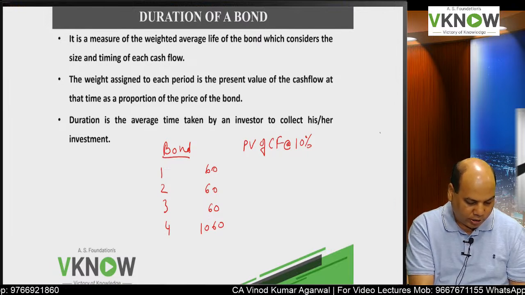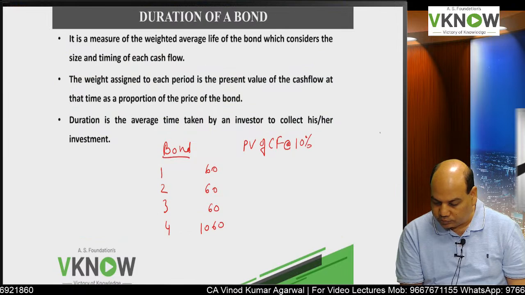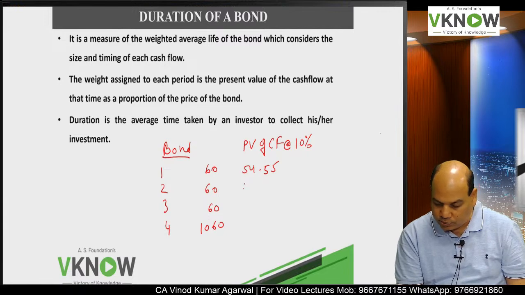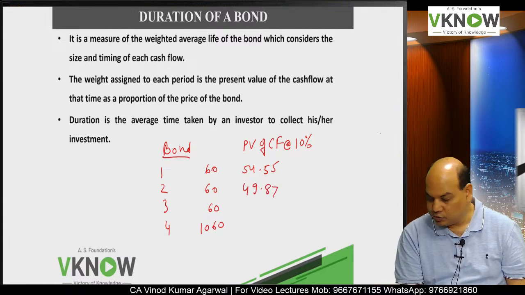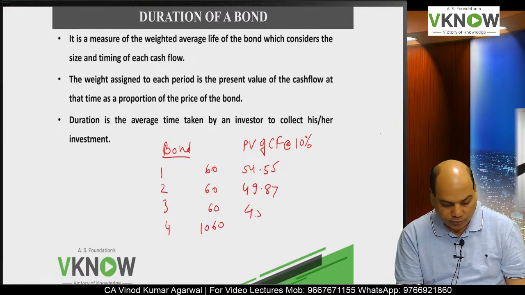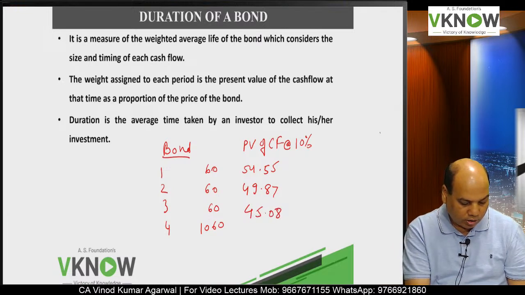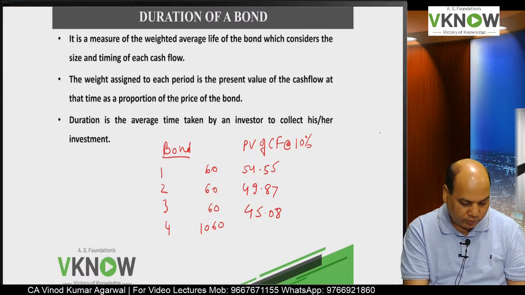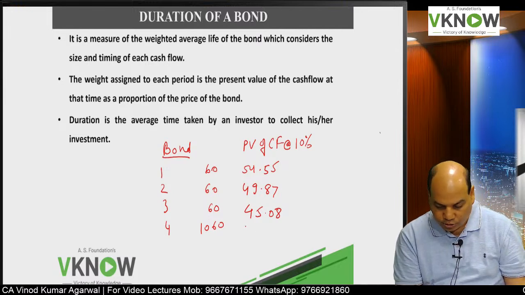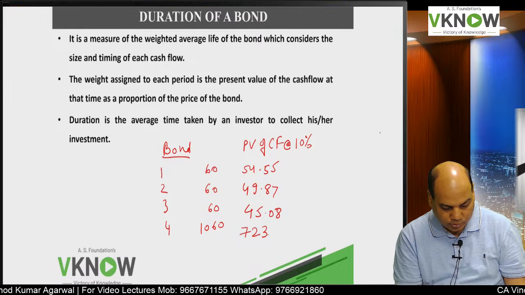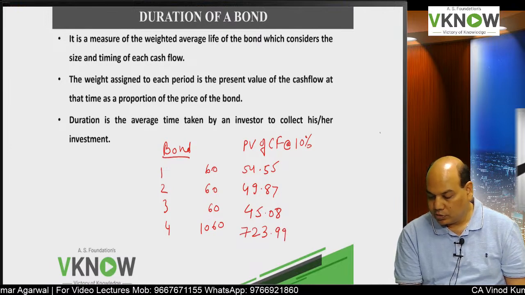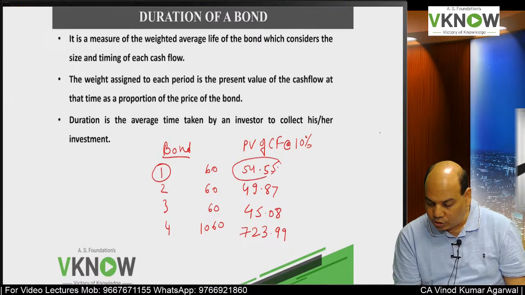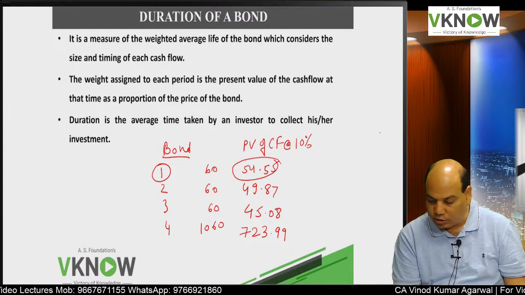60 divided by 1.10. So this will be 54.55. This will be 49.87. Check. This will be 45.08. And then the last one will be 723.99. So this is called present value. And now you multiply year into present value.